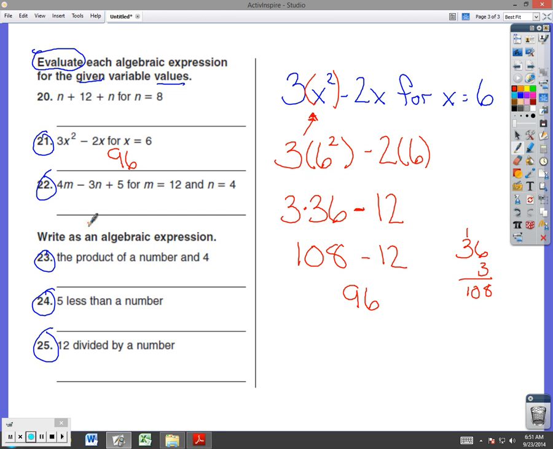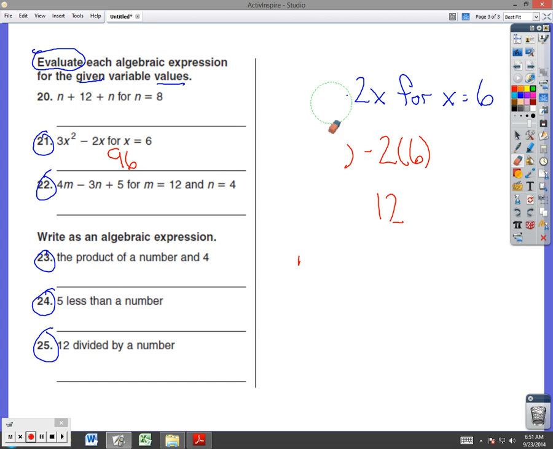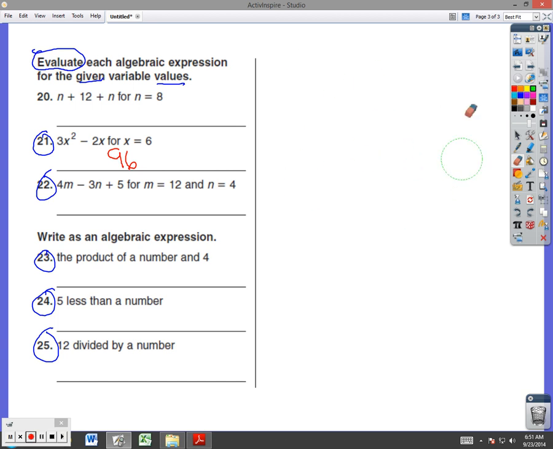Next one, let me erase this. Hopefully as you're doing these, you're checking your work. You have the same answer as I'm getting. Maybe you have a different answer because I'm doing it wrong.